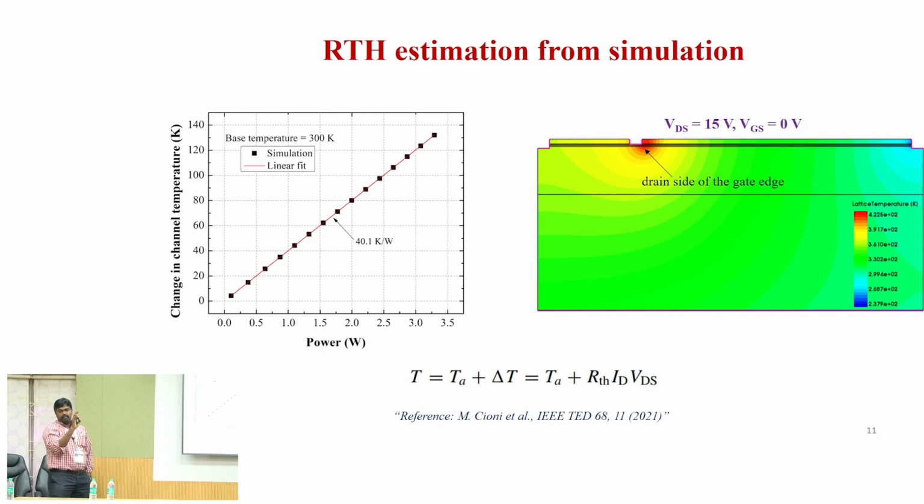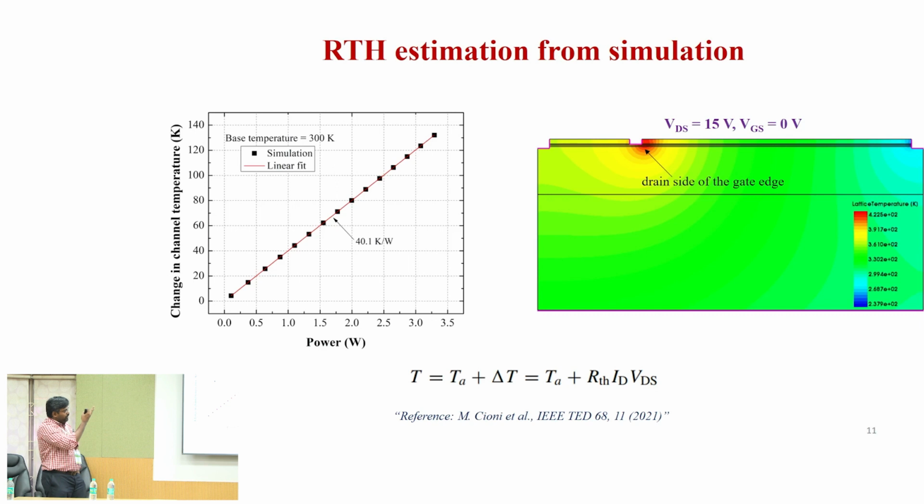Okay, so the power dissipation is simply the current you are getting multiplied by the drain voltage you are applying. Similarly, you can plot the power dissipation with respect to the difference in the channel temperature, where your base temperature is 300. Because of the self-heating effects, you get a rise in the channel temperature. As you increase the drain voltage, the self-heating effect becomes more dominant, so the channel temperature increases with the power dissipation.